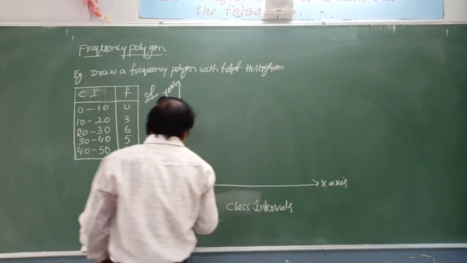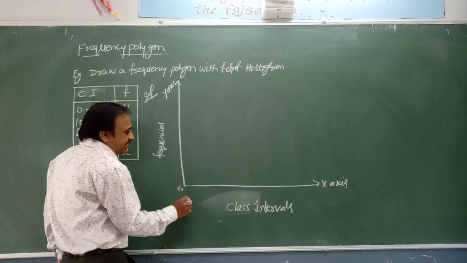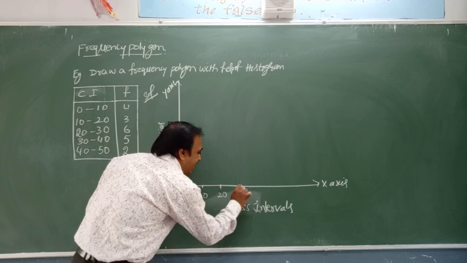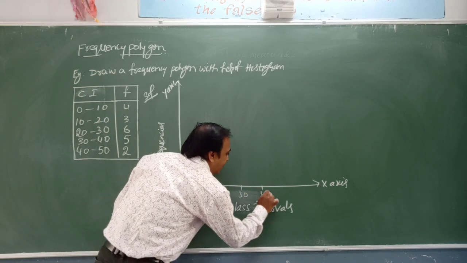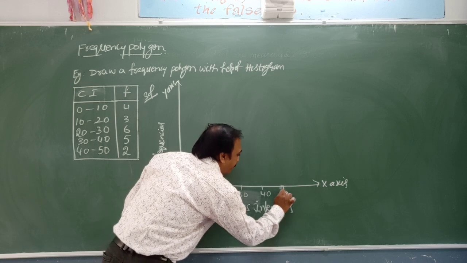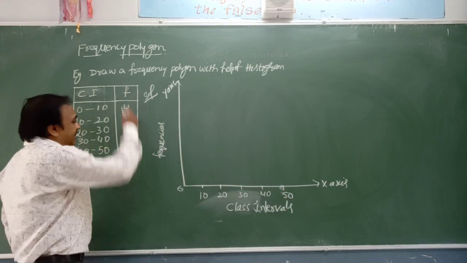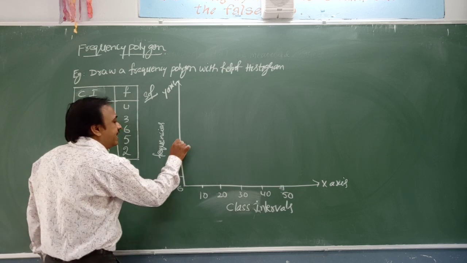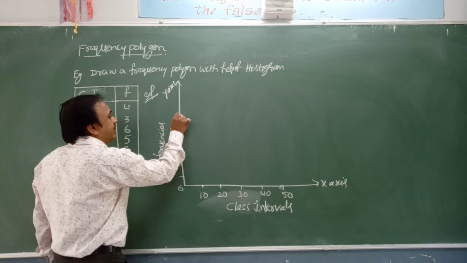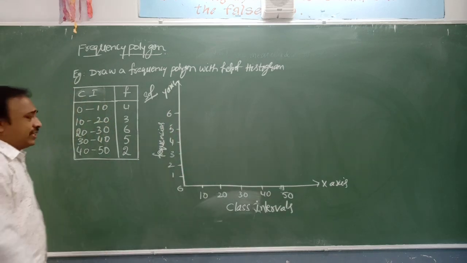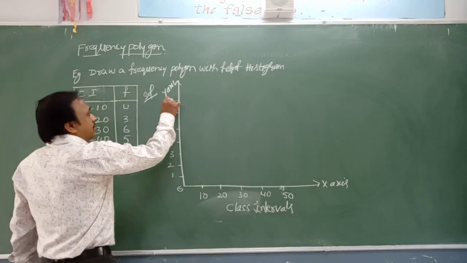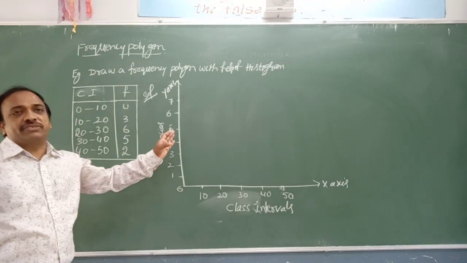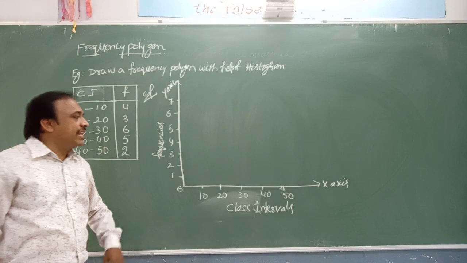As we know, the starting value is 0. The next class boundary is 10, then 20, 30, 40, 50. And here we have 1, 2, 3, 4, 5, 6, and 7. Based on the maximum frequency, up to that you need to locate the values.